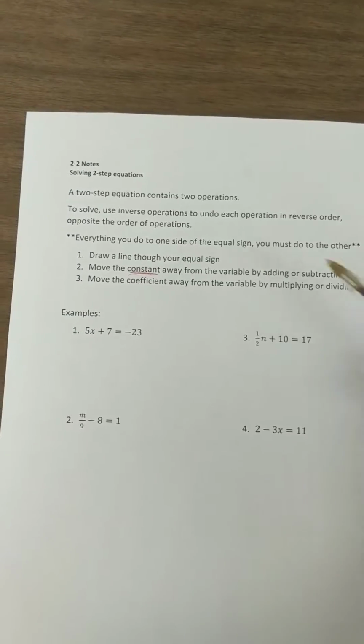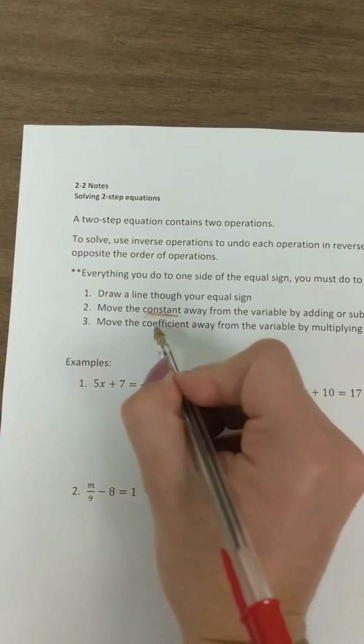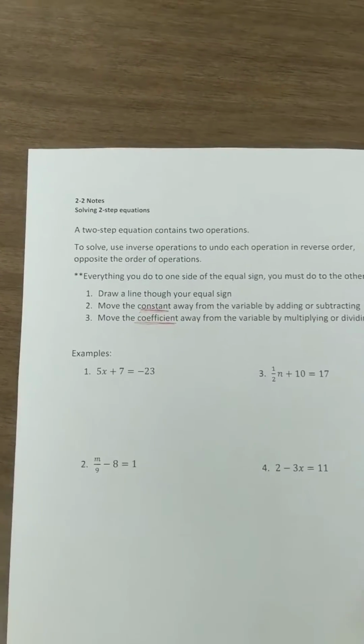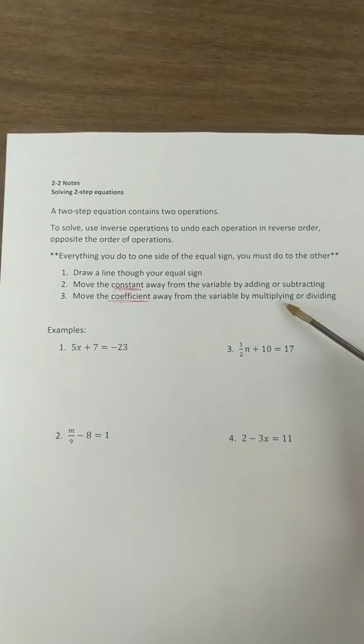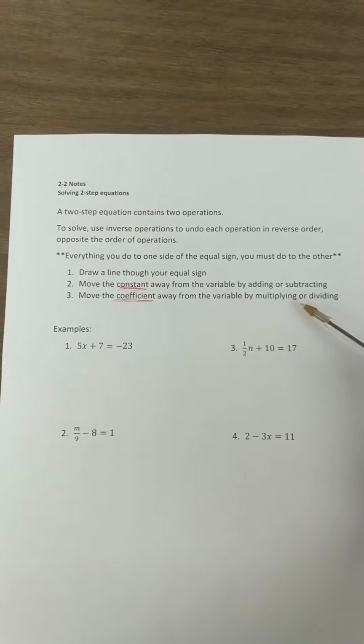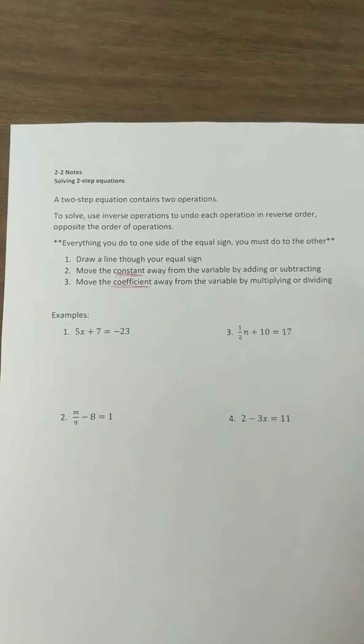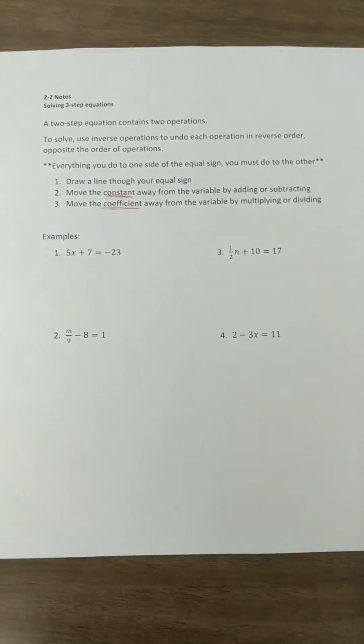After you've done that, you're going to get rid of your coefficient. So remember from Unit 1, the coefficient is the number that is with the variable. And we're going to get rid of that with either multiplying or dividing. So if you have multiplication, you're going to divide. If you have division, you're going to multiply. Okay, so let's take a look at a couple of examples.